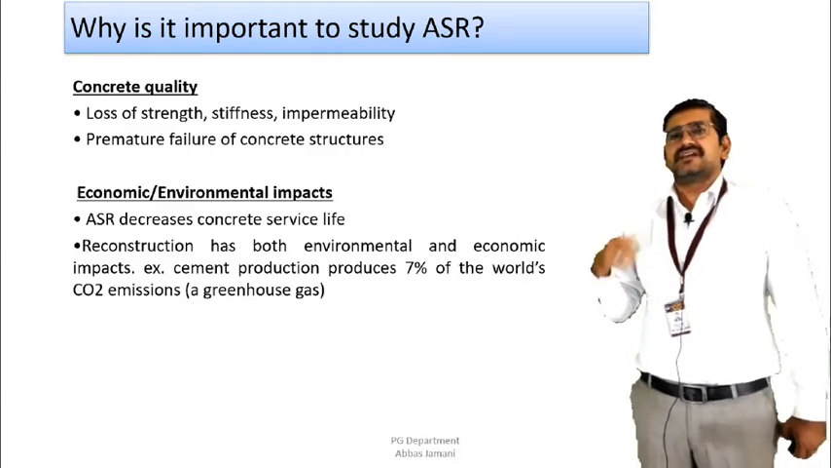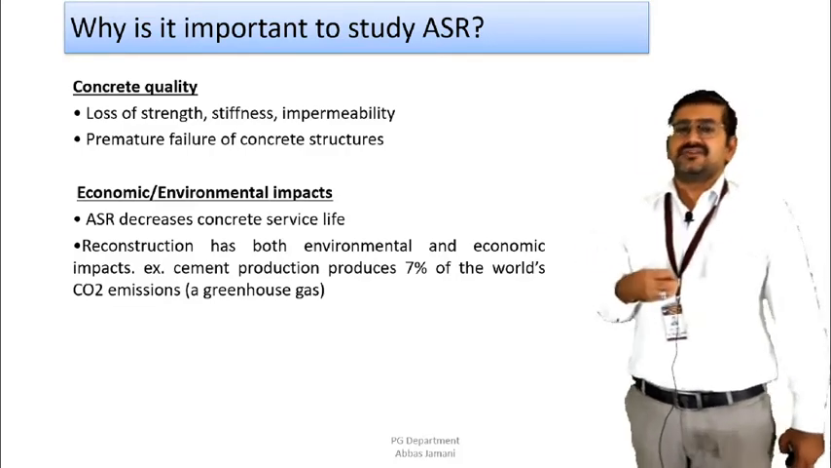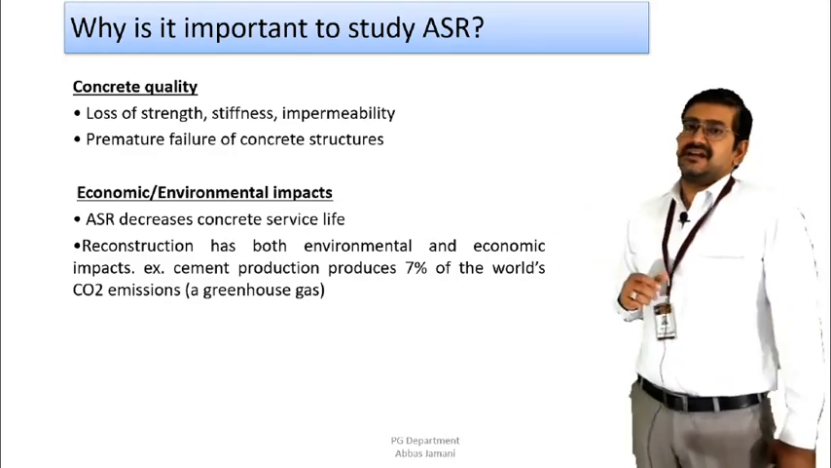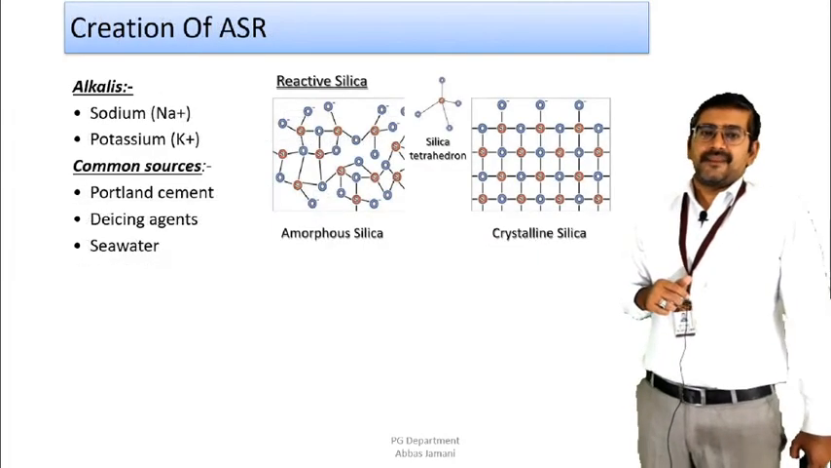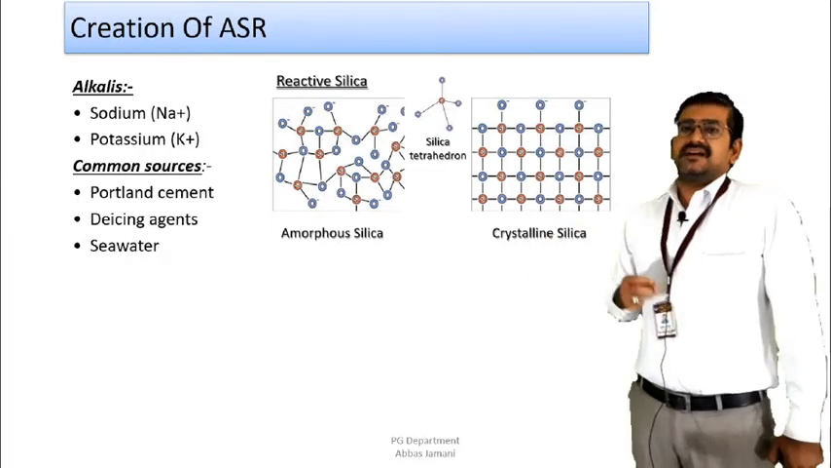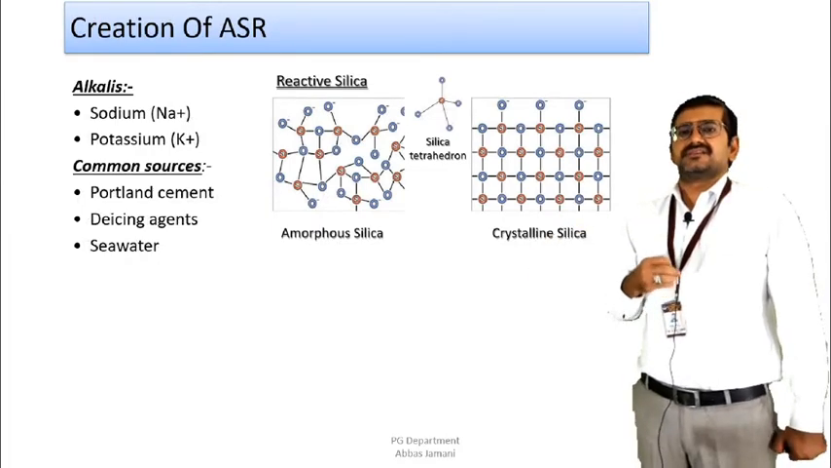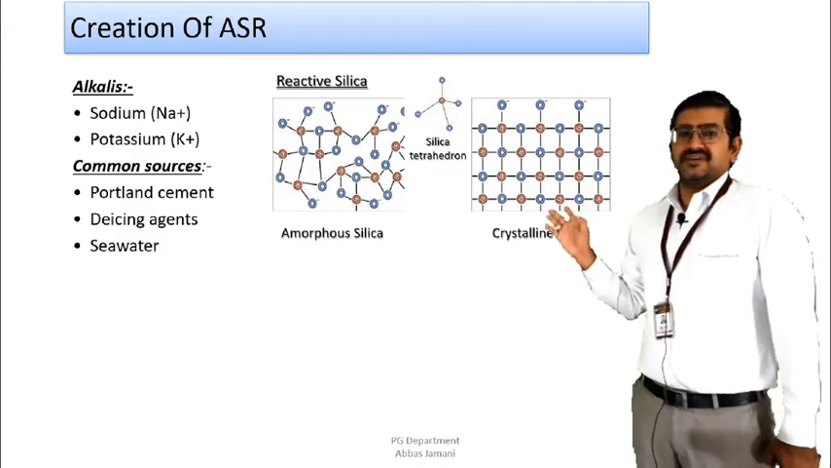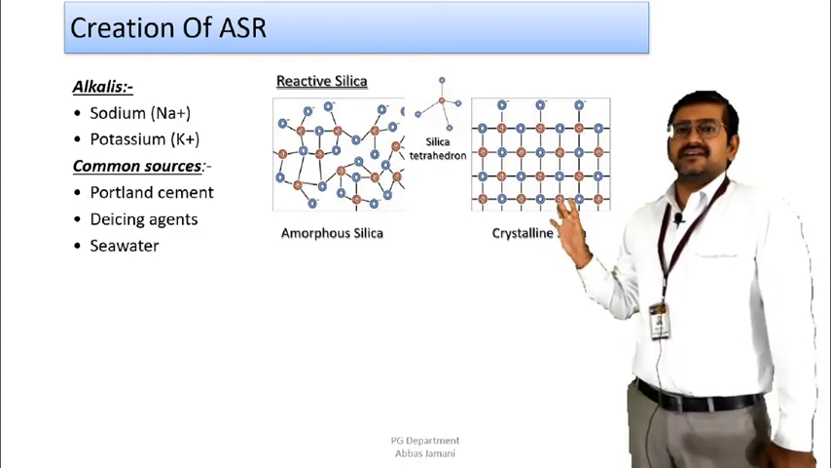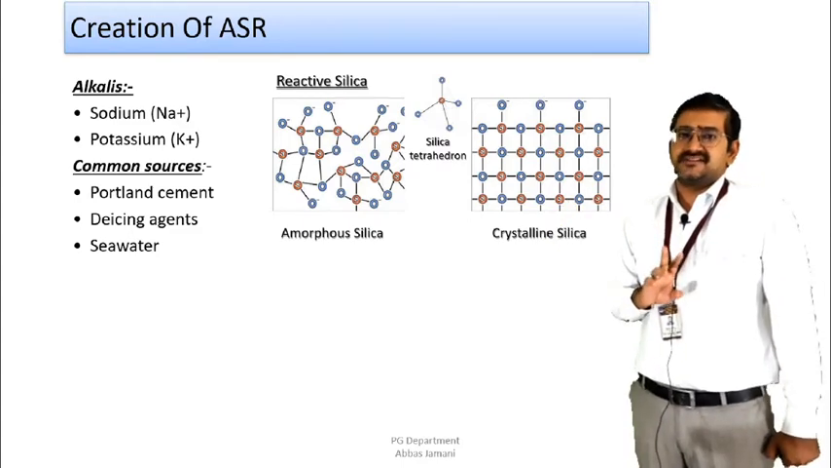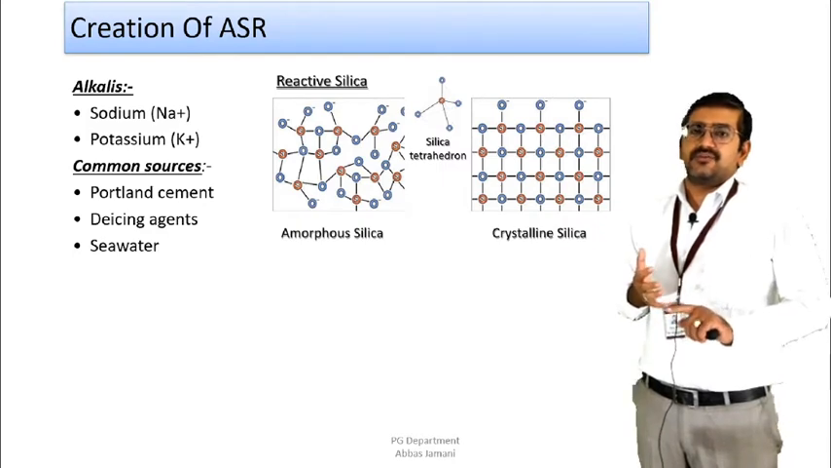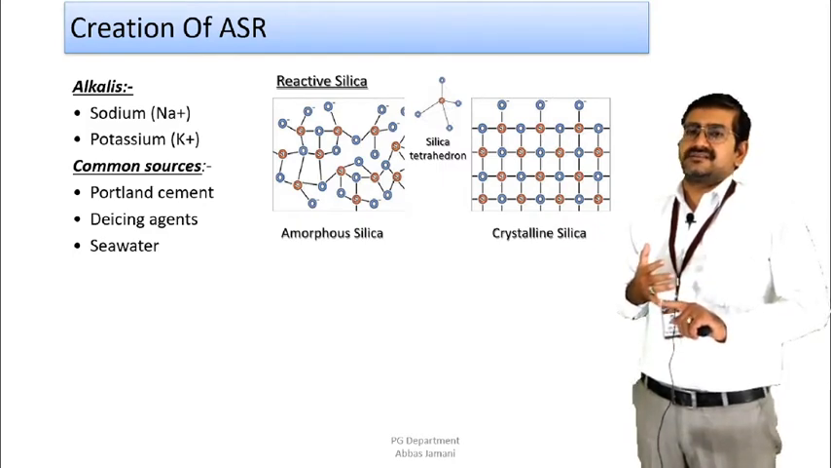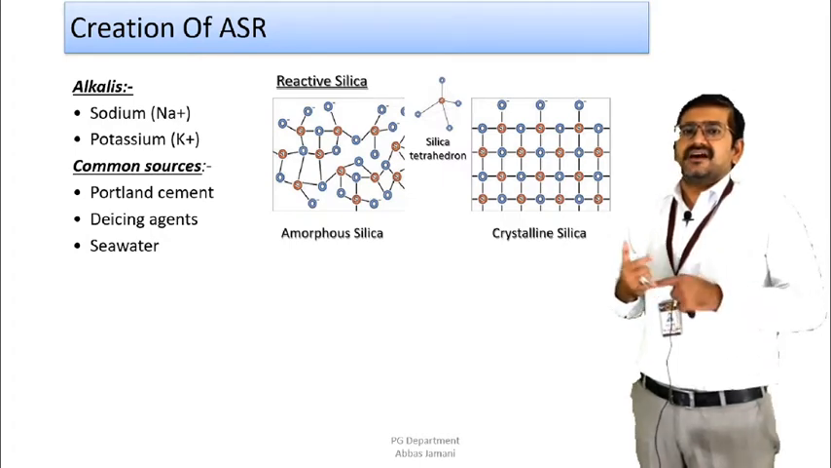So if we want to have a greener environment, then we need to ensure that we avoid the initiation of alkali aggregate reaction in the structure, right? And now if you look at the different sources through which this alkali aggregate reaction is initiated, the primary source is going to be the alkalis. Basically two types of alkalis are present in the cement itself, that is sodium, Na+, and potassium, K+. Both of these are present in the cement by default, right? So if they go beyond a certain limit, then they are going to be the source of alkali aggregate reaction.